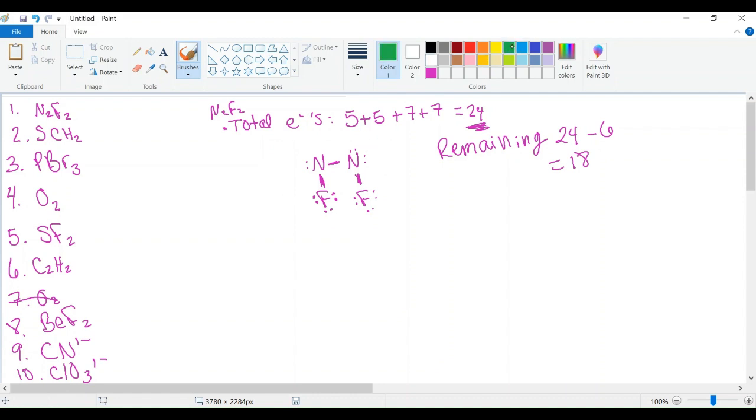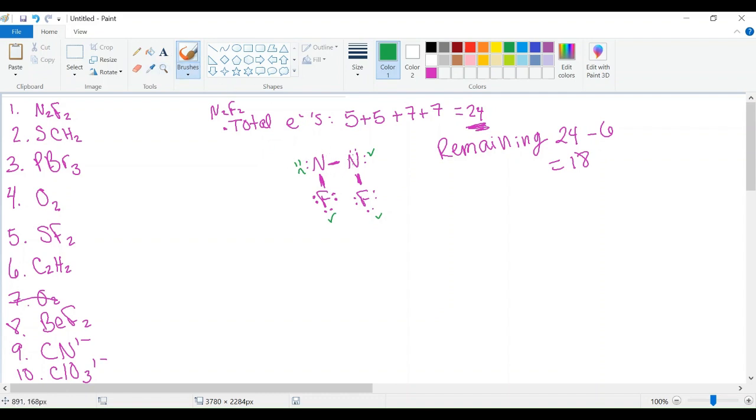My next step is then to determine if I have all my octets satisfied. And if I do, I'm done. And if I don't, then I need to fix something so that everybody has a full octet. So my fluorine has 2, 4, 6, 8 electrons around it. So it's happy. My other fluorine, 2, 4, 6, 8. This nitrogen, 2, 4, 6, 8. But this nitrogen has 2, 4, 6 electrons around it. So this nitrogen is not satisfied.